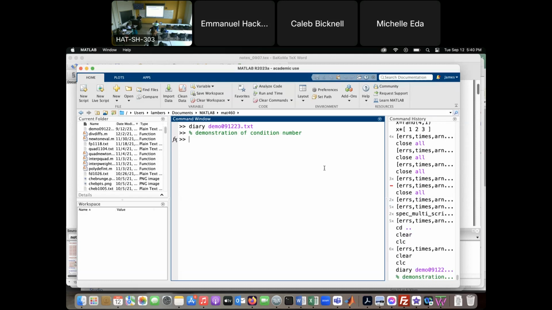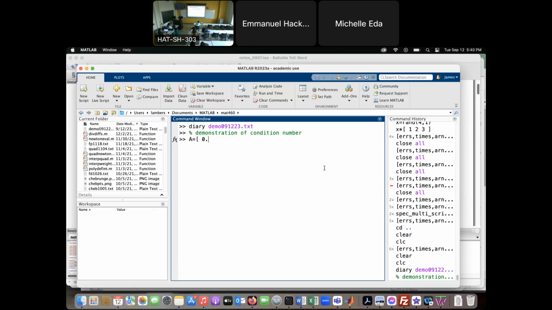What I'm going to do is enter a 2x2 matrix, not just an arbitrary one, it's one I decide. Saves automatically.